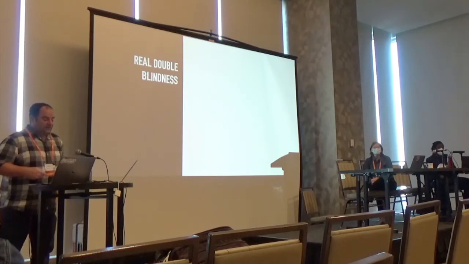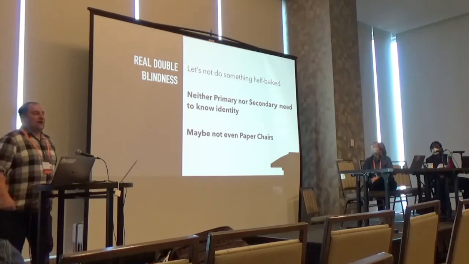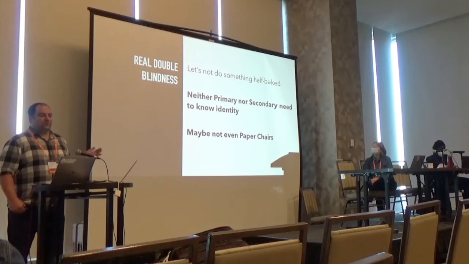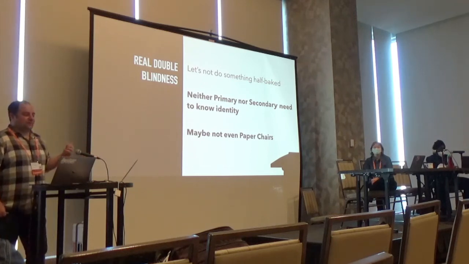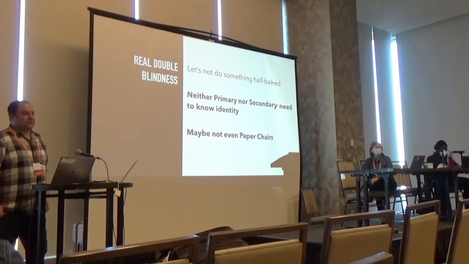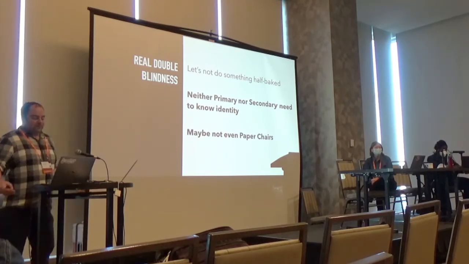And I want to make the case here for real double-blindness. I don't think we should do something half-baked. Right now, the way this works is that even if a paper is submitted double-blind, the primary and the secondary know the identity of the authors. And those are the people who make decisions, so they are actually way more powerful than the external reviewers. I don't get why the primary or the secondary need to know the identity.